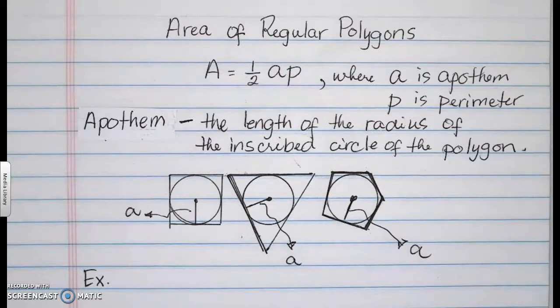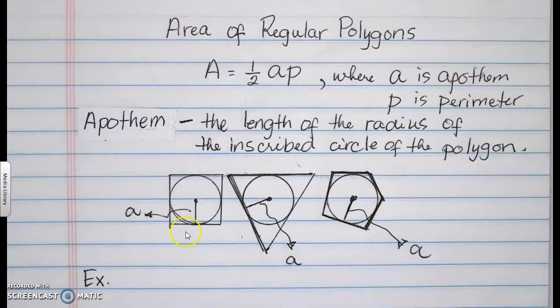Our topic for today is about area of regular polygons. The area of a regular polygon is expressed in the equation A equals 1/2 apothem times perimeter, where a is the apothem and P is the perimeter. What is an apothem? An apothem is the length of the radius of the inscribed circle of the polygon.